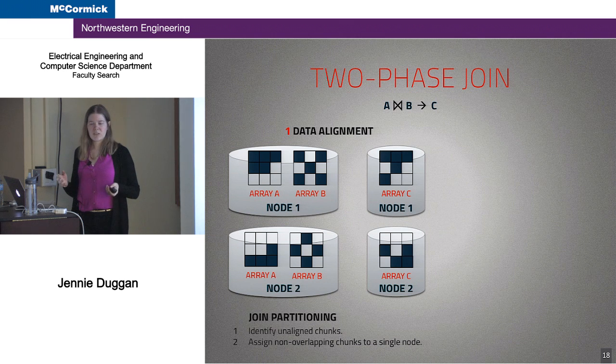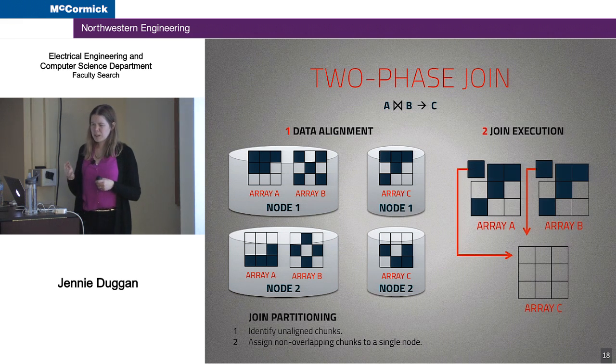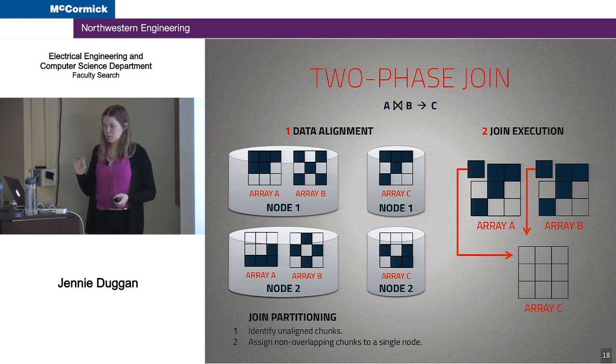After that, we identify the ones that are already co-located and leave them where they are, because network bandwidth is very expensive. Next, we execute the join, where each host iterates over one chunk at a time and completes the operation that we looked at in the previous slide: comparing the cells, emitting matches, applying the equation.